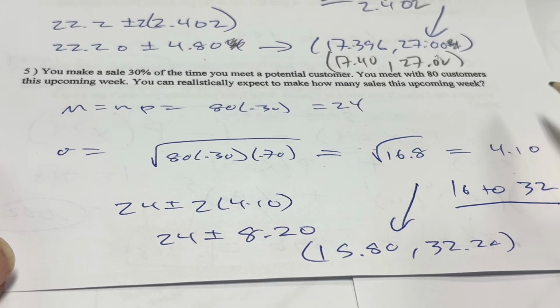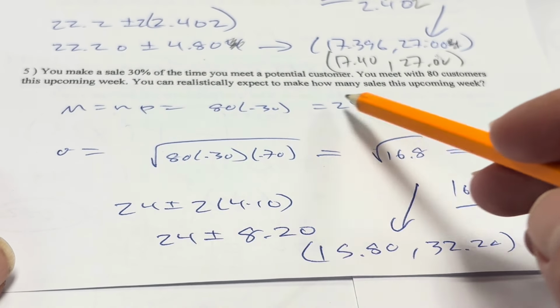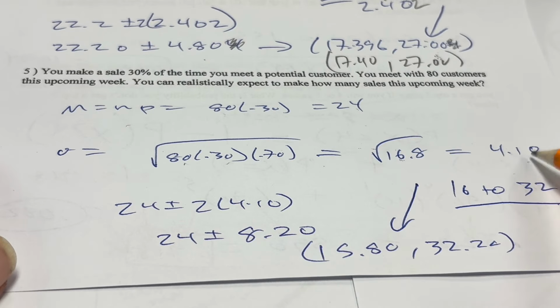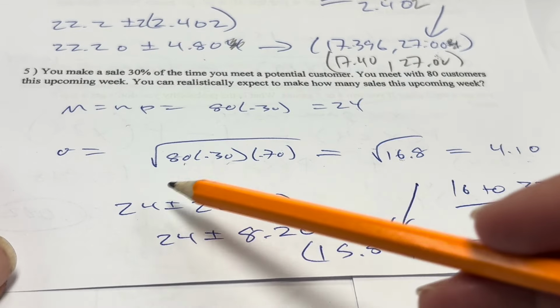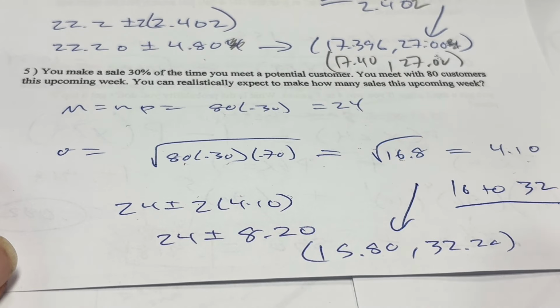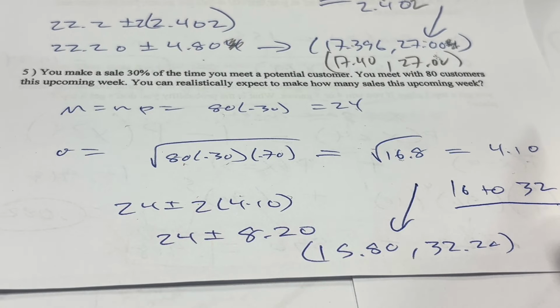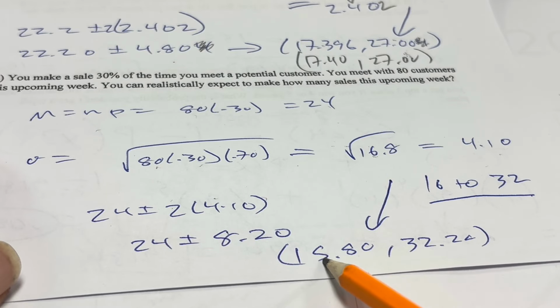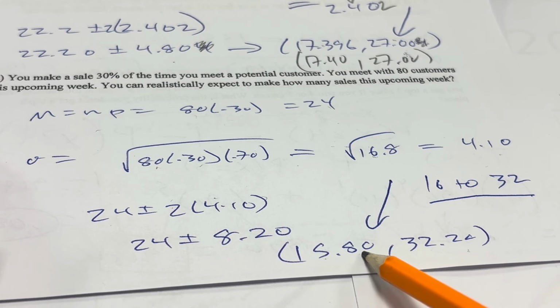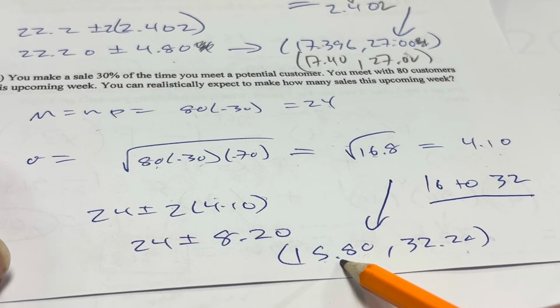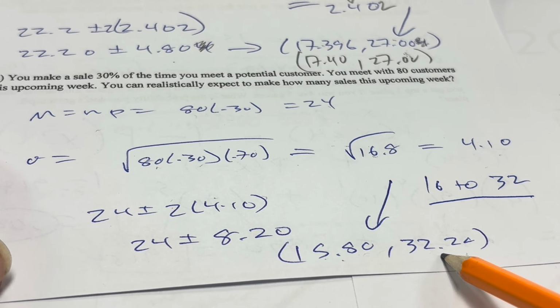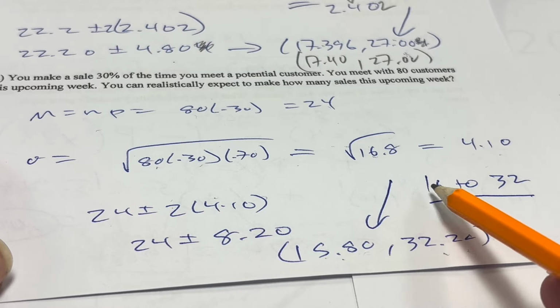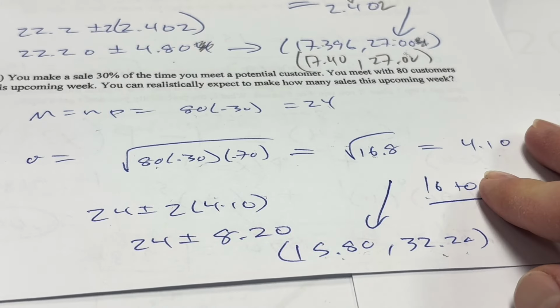How many can you realistically expect to make? N times p is 24. The standard deviation is 4.10. Do 24 plus or minus 2 times the standard deviation. That formula won't be given to you. It might say use the 2 standard deviation rule, might not, so you're going to have to know to take the mean and add and subtract 2 standard deviations. If I do that, I get 15.8 to 32.2. You can't make 15.8 sales, but you can make 16, all the way up to just below 32.2, which is 32. I'd expect to make 16 to 32 sales.